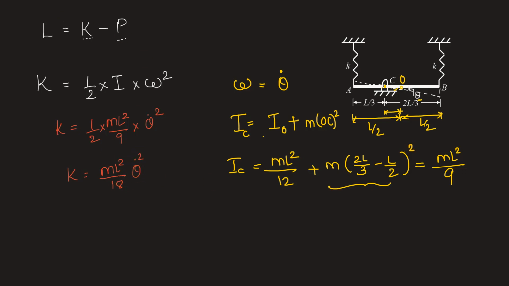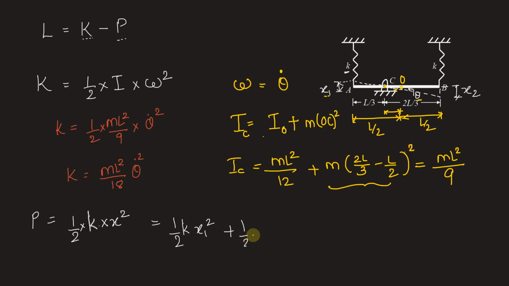Now let's find out the potential energy P. Potential energy is given as half K into x square. So we have two springs here and we have spring constant of each spring is K. So let's find it out. Let's have the deflection of spring 1 be x1 and spring 2 be x2. So for each of the springs we can write half into small k x1 square plus half small k x2 square.